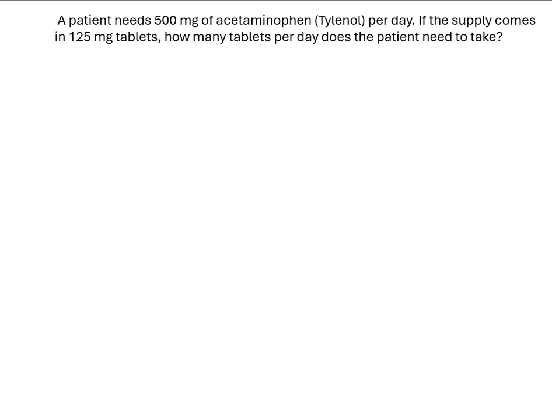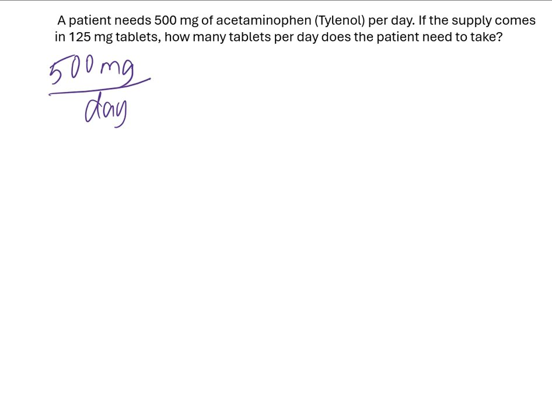In this first example, it says that a patient needs 500 milligrams of acetaminophen per day. If the supply comes in 125 milligram tablets, how many tablets per day does the patient need to take? Just as with any other problem, you want to read through and figure out what the information is actually telling you, as well as what you are being asked to provide. So a patient needs 500 milligrams of acetaminophen per day. That is the dose that this patient has been prescribed, 500 milligrams per day.